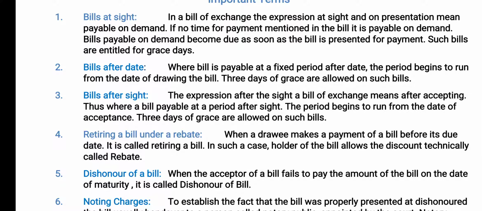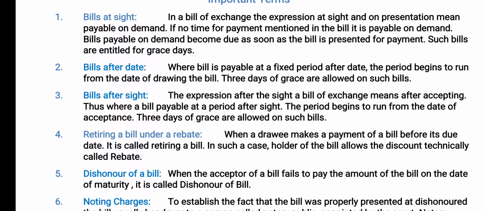Bills after sight. The expression after the sight of a bill of exchange means after accepting. Thus, where a bill is payable at a period after sight, the period begins to run from the date of acceptance. 3 days of grace are allowed on such a bill.